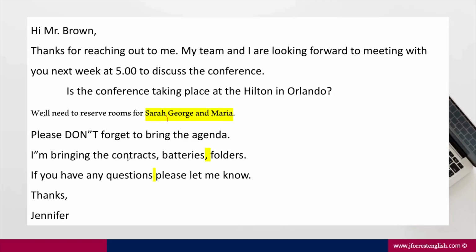So let's take a look at this list. So here, notice, contracts already has a comma. Great. Batteries, but folders is the last item, right? So before folders, we should have and. I can't just have a comma. Contracts, batteries, and folders. So you need the and before the final item in the list.